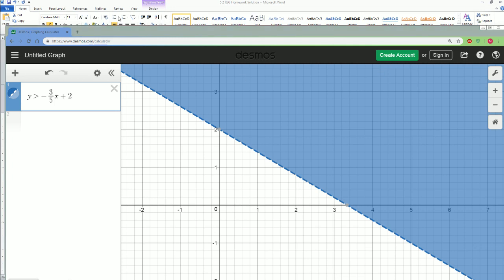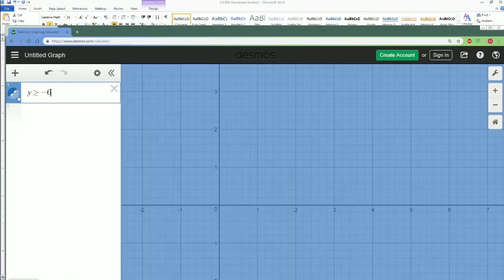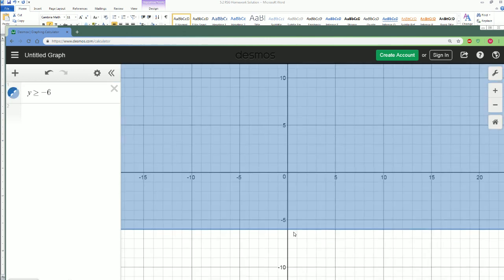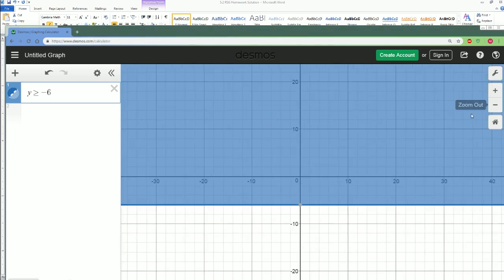Alright, let's do the next one. Is y greater than 6? Right, where is that on Desmos? Right, it is a flat line. Okay, right there. See, y is greater than 6 is anything above here. Right? So 0 would be valid because 0 is greater than -6. That is why it shades on the side of truth. There you go. That is how number 10 looks like. Right? It's just a horizontal line because it's y equals to something.